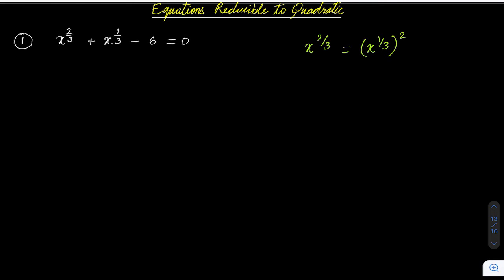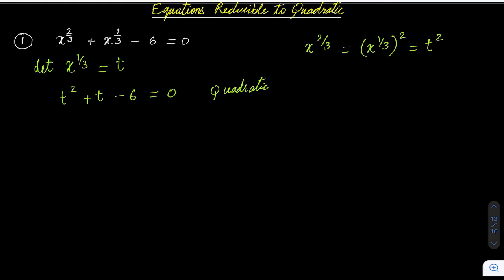So we will make a substitution. Let x power 1 by 3 equals t. So this will be our substitution. So x power 1 by 3 is t, then obviously x power 2 by 3 will become t square. So our equation changes to t square plus t minus 6 equals 0. Now it is a quadratic equation, and you can solve this using any of the three methods: discriminant, factorize, or completing the square. I think if it's possible to make factors, it's faster.